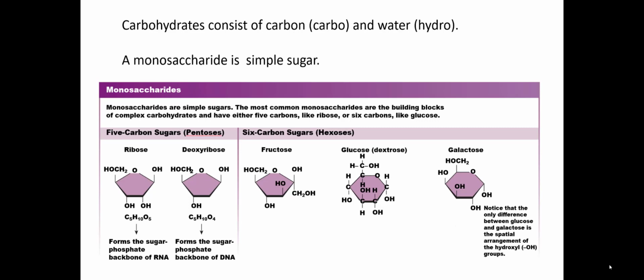Ribose is part of RNA, and then there's deoxyribose that forms part of DNA. And then there are also very common 6 carbon sugars, or hexoses. Fructose is a very important one that's found in fruit. Glucose, or dextrose, is found in your blood. It's a very important sugar. And galactose is another one.